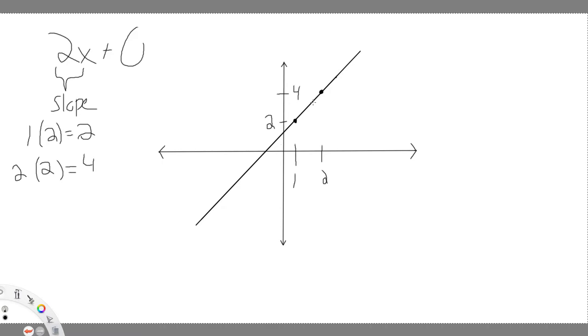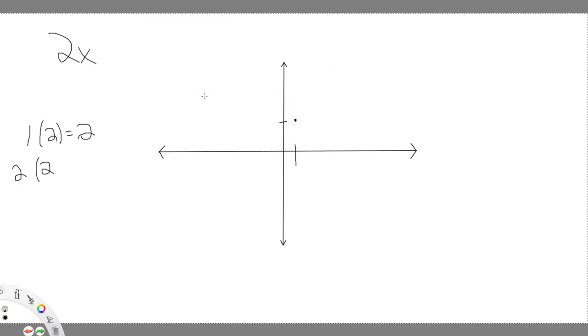So at what point is the y-intercept? That's a right triangle. But here is where it meets the y-axis. It meets it at x equals 0. Therefore, that's the y-intercept. So we've done this function. That was a linear function.